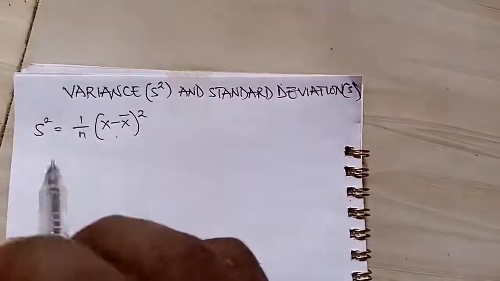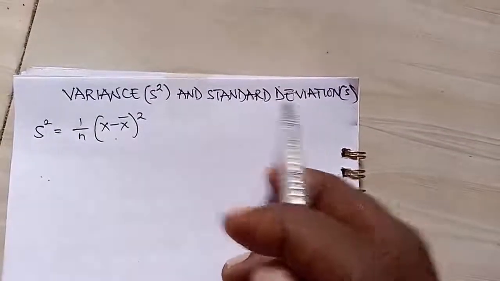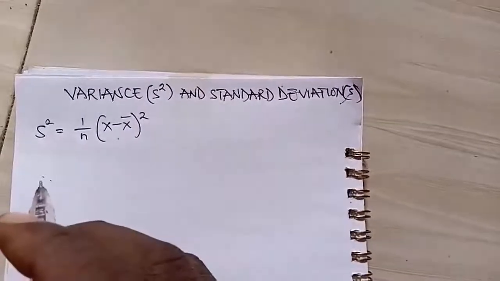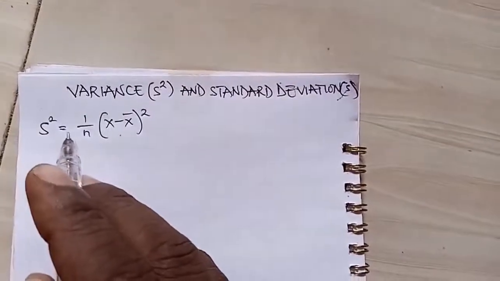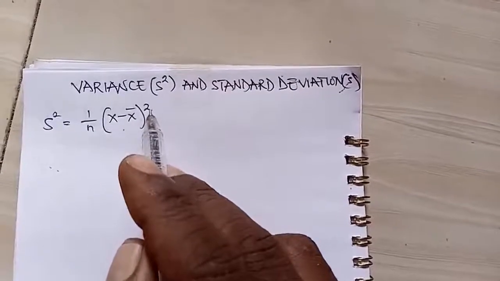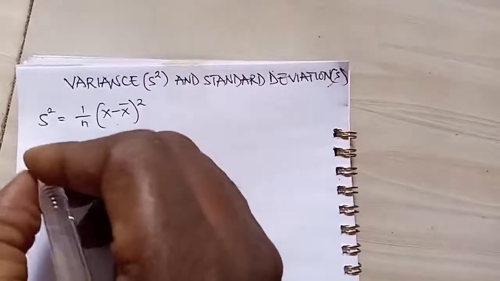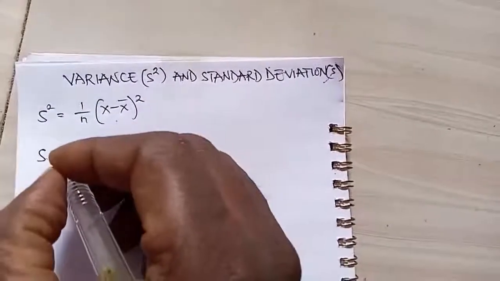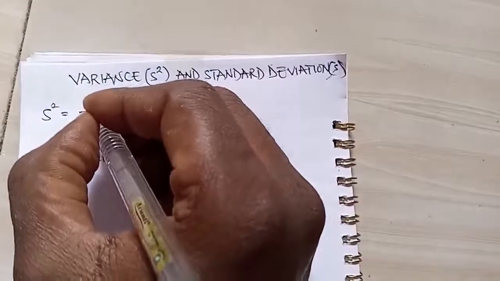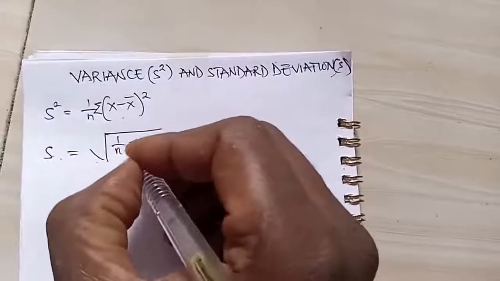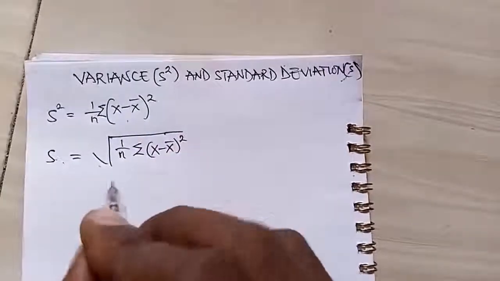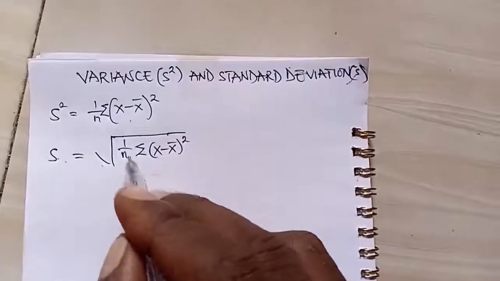In this video, we'll be looking at variance and standard deviation. We use S squared to denote variance and only S to denote standard deviation. So this is the formula for variance: 1 over n times the sum of each observation minus the mean, all squared. But for standard deviation, S, it will now be the square root of variance: the square root of 1 over n summation of x minus x bar all squared. So this is the formula for standard deviation, especially for a sample.